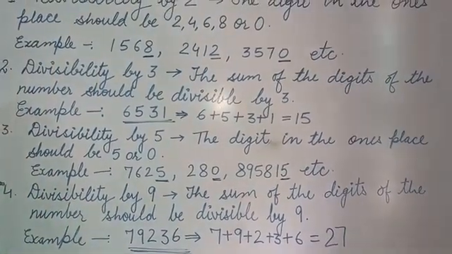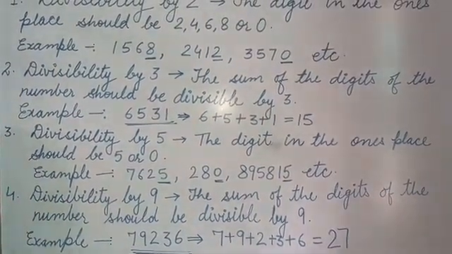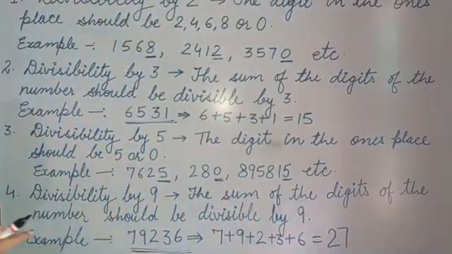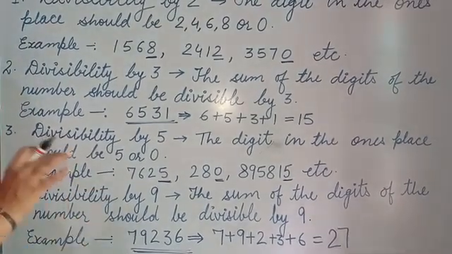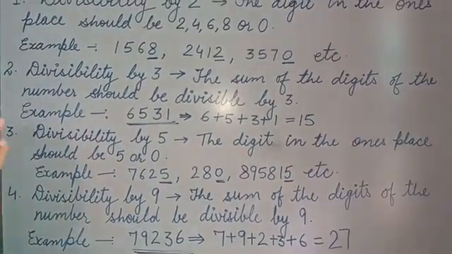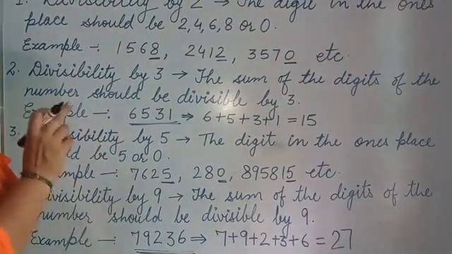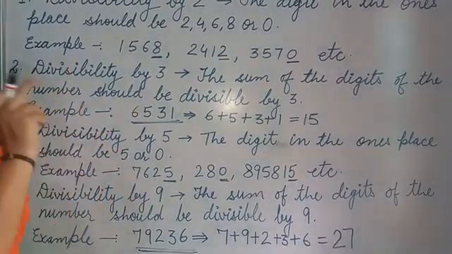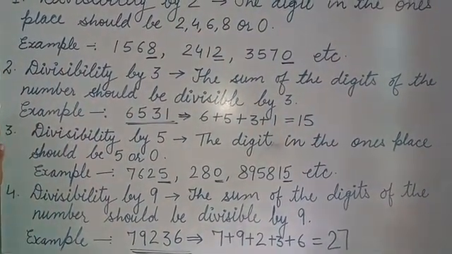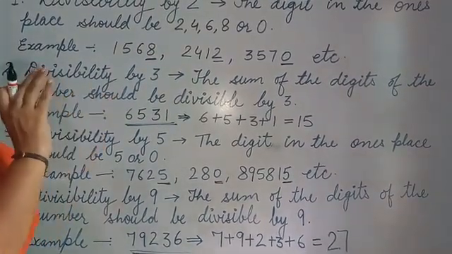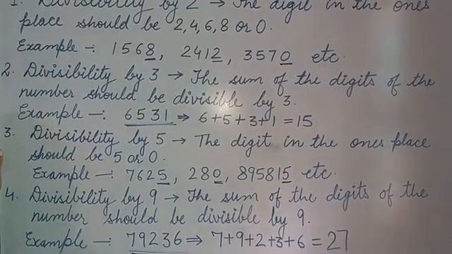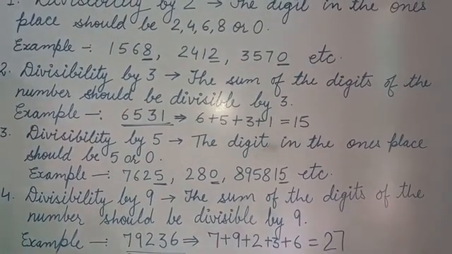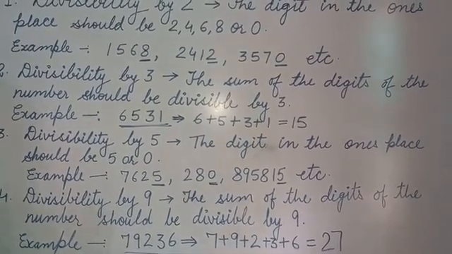Now this is divisible by 9. So you tell me, is it divisible by 3 also? Yes, because 27 comes in the 3 table also. 3 nines are 27. That means it is divisible by 3 also. So the 3 and 9 rules are the same. But if a number is divisible by 9, it will be divisible by 3 also. But if a number is divisible by 3, it is not necessary that it will be divisible by 9. Why? Because not all the numbers which come in the 3 table come in the 9 table. Because 3 twos are 6, but 6 does not come in the 9 table. 3 threes are 9.